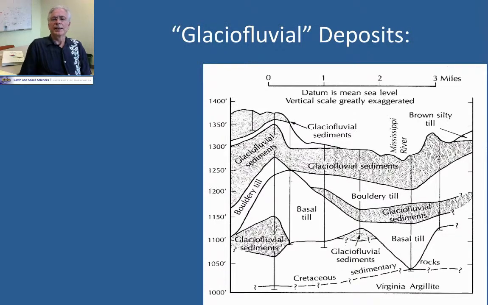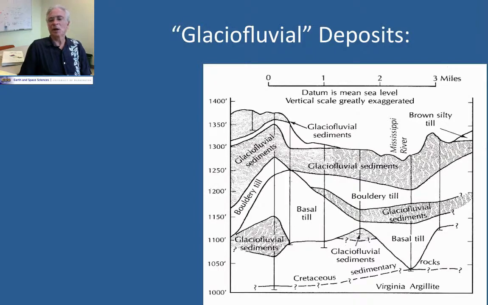So now, here is a generalized cross-section through glaciofluvial deposits. This generalized cross-section applies in the Puget Sound region. It applies in regions of Wisconsin, Minnesota. It applies across the northeastern states as well. You have a less than layer cake appearance. You have layers, but the layers are not laterally continuous.